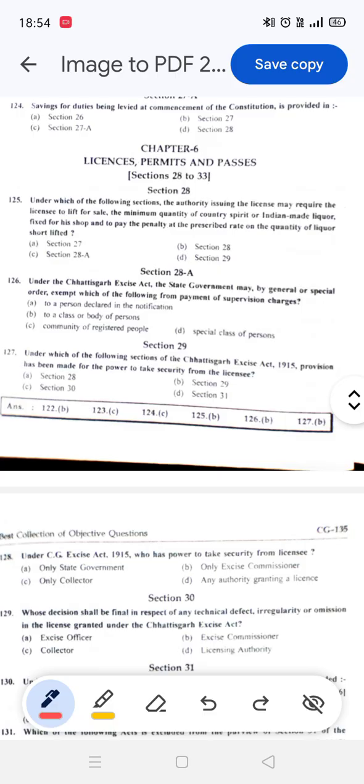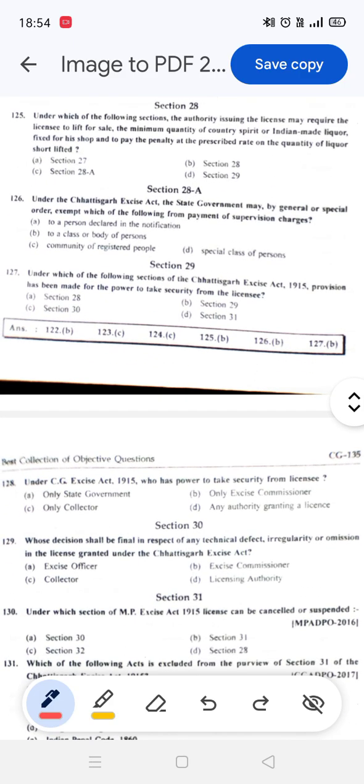Question number 124, saving for duties being levied at commencement of the constitution is provided in. So here option C, section 27A is correct. Question number 125, under which of the following sections may the authority issuing the license require the licensee to lift for sale the minimum quantity of country spirit or Indian made liquor fixed for his shop and to pay the penalty at the prescribed rate on the quantity of liquor short lifted? So here option B, section 28 is correct.